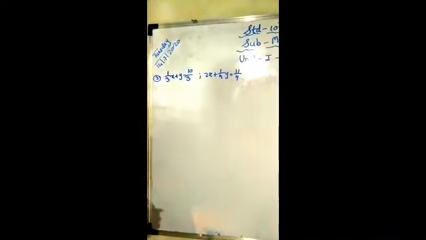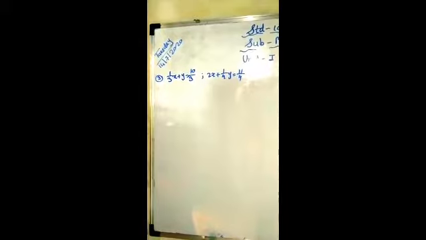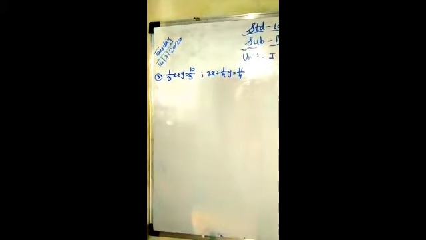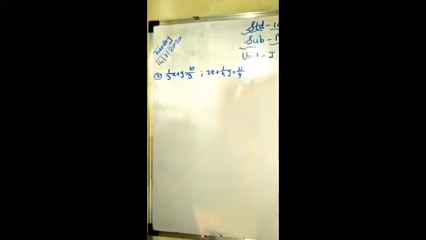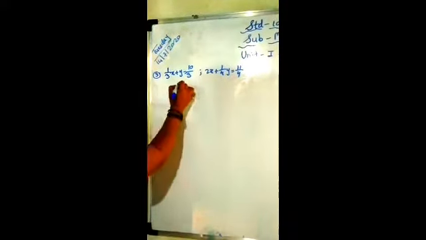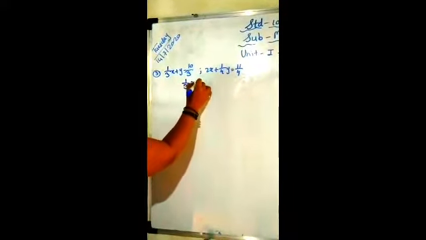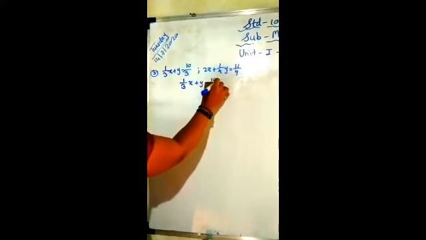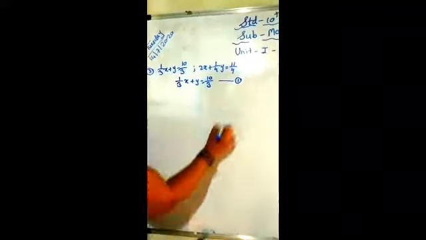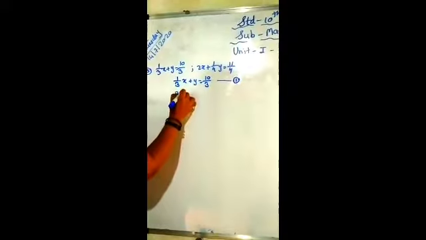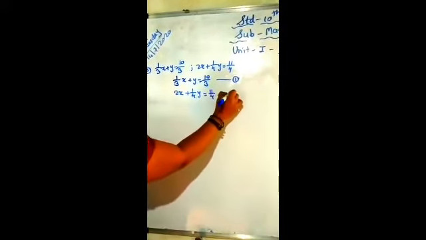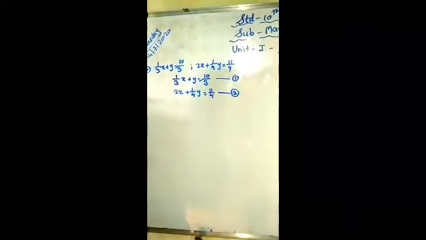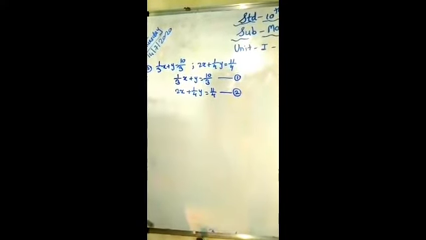Next, third example: 1 upon 3x plus y is equal to 10 upon 3. And the second equation, 2x plus 1 upon 4y is equal to 11 upon 4. Here, 1 upon 3x plus y is equal to 10 upon 3, say equation number 1. And 2x plus 1 upon 4y is equal to 11 upon 4, say equation number 2. From these two equations, they give the denominator.